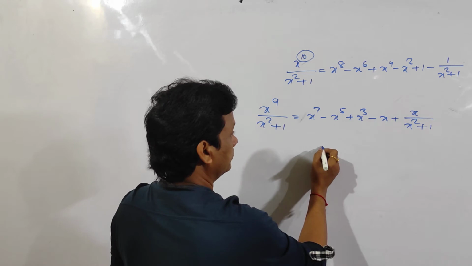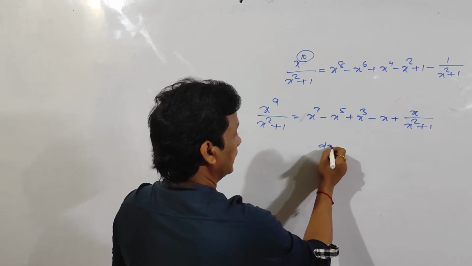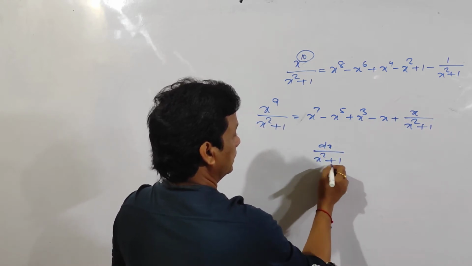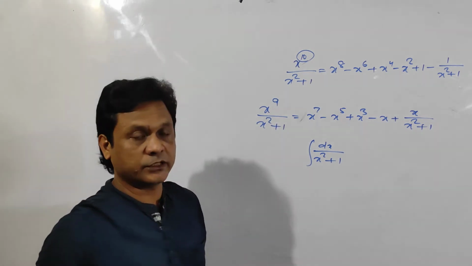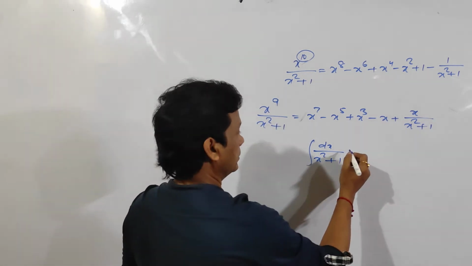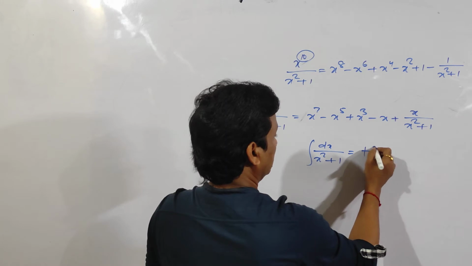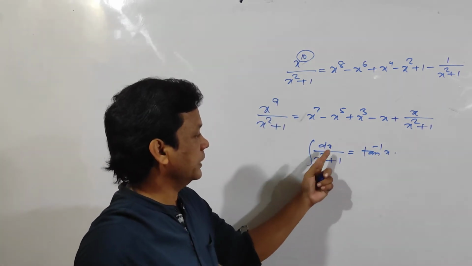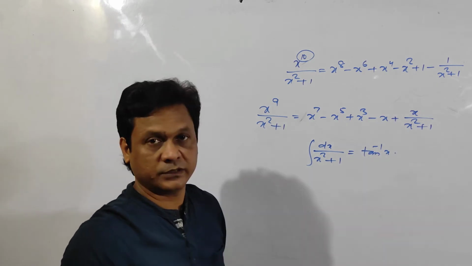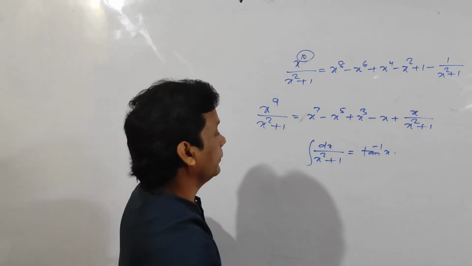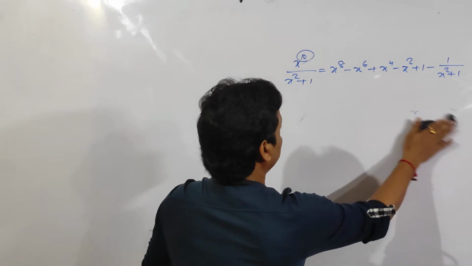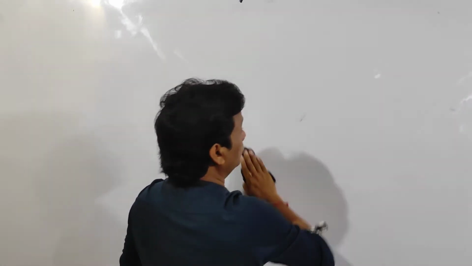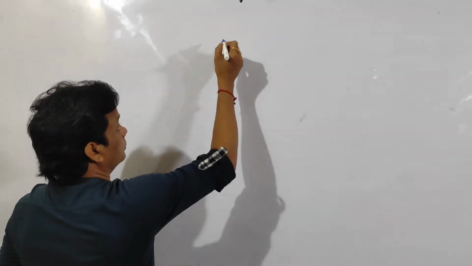So another formula I have told you: the integration of dx by x squared plus 1 is tan inverse x plus c. Clear?